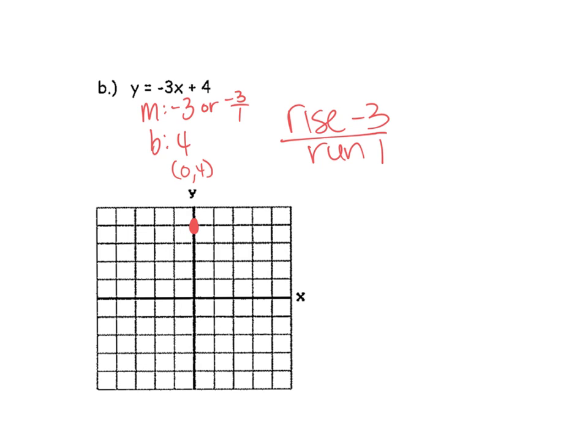1, 2, 3. 1 to the right. See how your dot's there? Do it one more time. From the dot you just finished, down 3. Run 1. Rise negative 3. Down 3, run positive 1. Hey, this line goes downhill. It goes downhill because it has a negative slope.